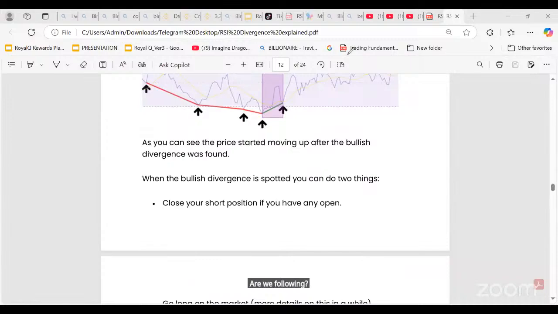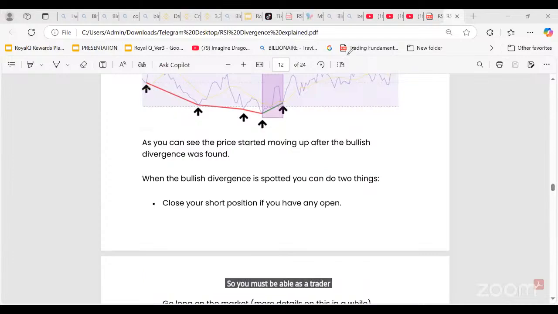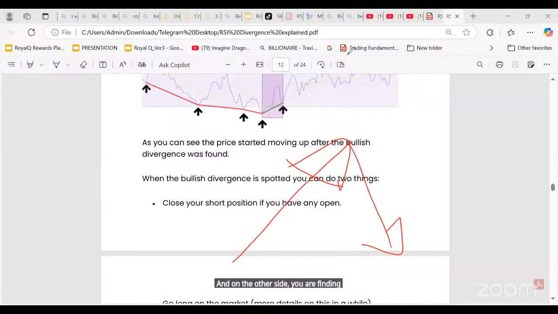All right, okay. So remember, as professional traders, that's why yesterday we introduced futures. We are not going to talk about only trading in a one-way market, because we are building professionals, okay? So you must be able as a trader to find opportunity when the market is rising, and on the other side, find opportunity when the market is going down.